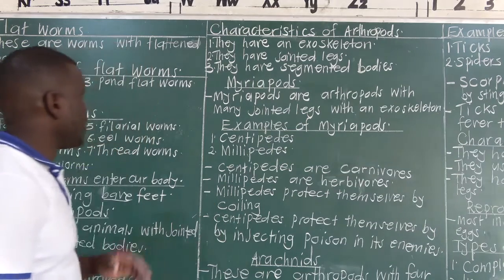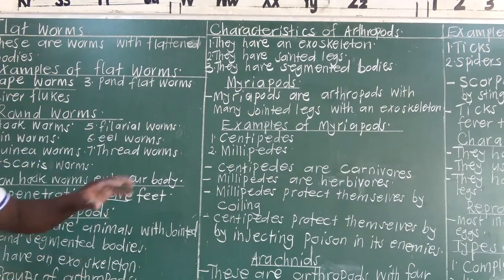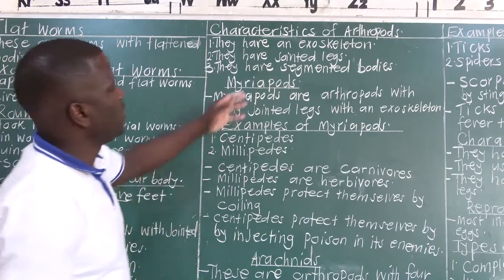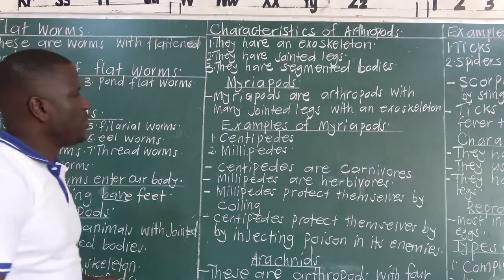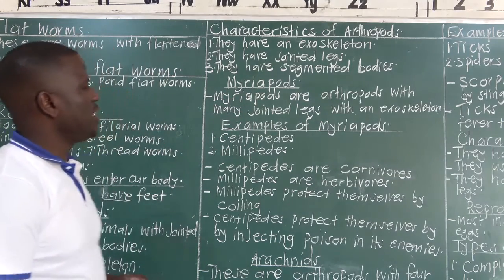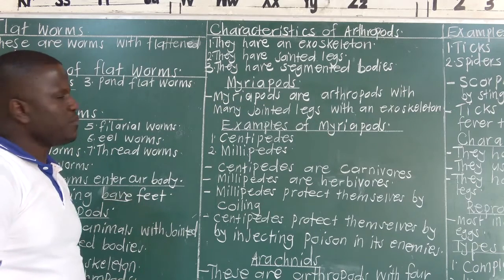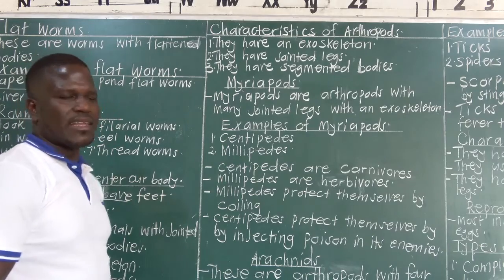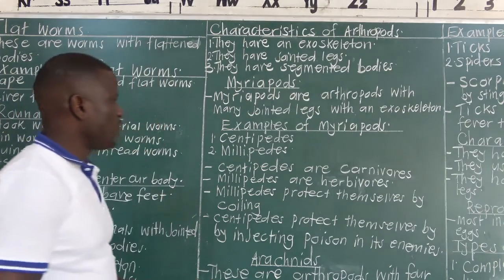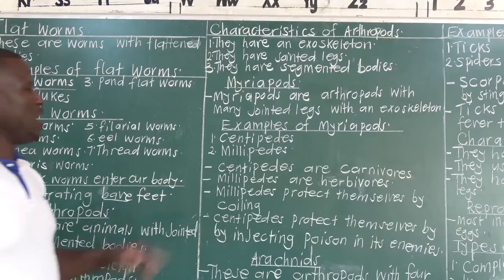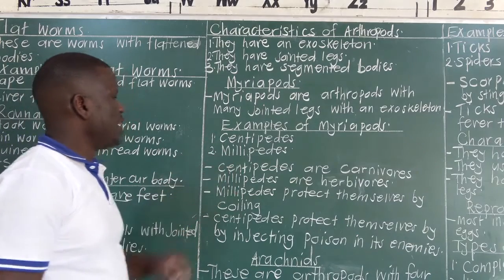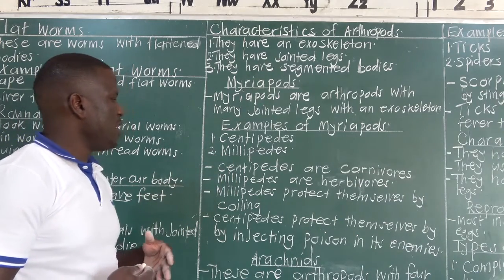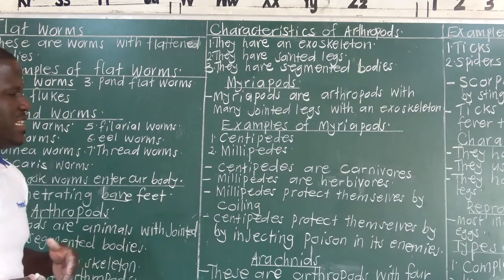Let's begin with myriapods. Myriapods are arthropods with many jointed legs with an exoskeleton. Examples of myriapods are only two: centipedes and millipedes. If you look at centipedes and millipedes, they have so many jointed legs.